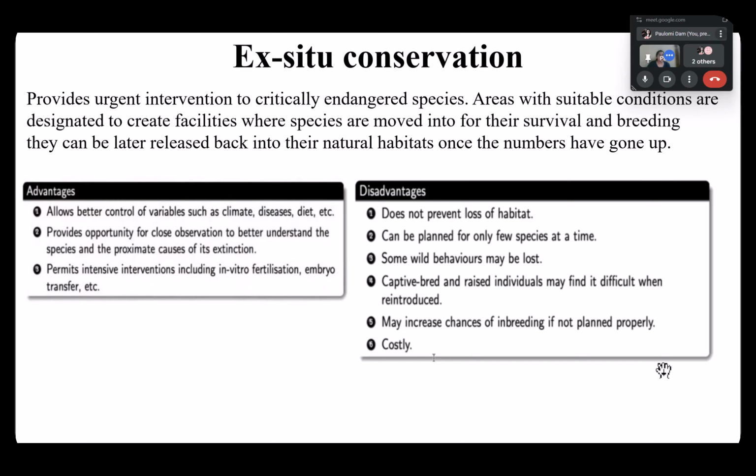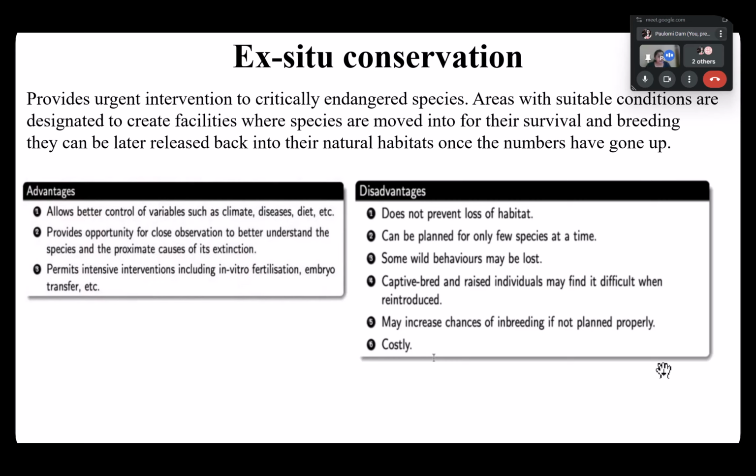First, they do not prevent loss of habitat, because if you have removed the animal, it doesn't mean that the habitat that is left behind will recover its loss. Second, it can only be done for few species. Otherwise, you need a very large area, and again, the same large area problems will come. Wild behaviors will be lost, because even if you let them out, say you have made an enclosure which looks like it's wild, it is still not their natural environment. So some of the wild behavior, some of their natural instinct will be lost.